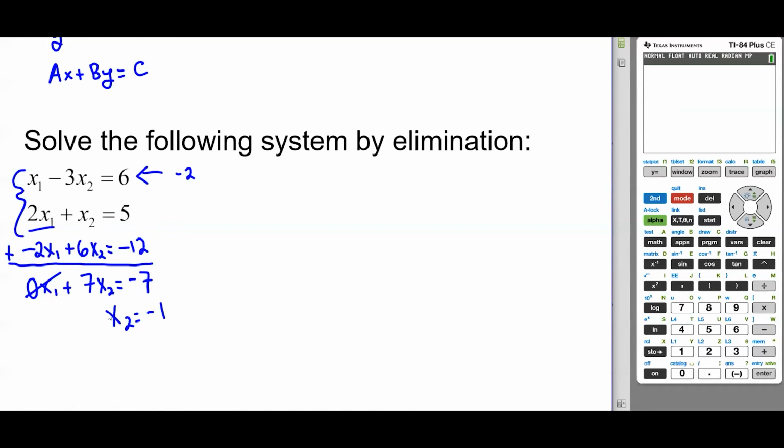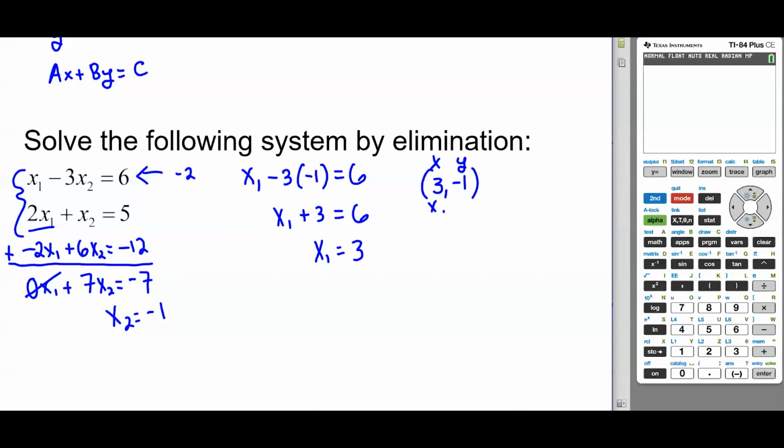And now we substitute. We can pick any of these equations to substitute. I'm going to pick the first equation. So x1 minus 3 times x2 is -1, equals 6. And we're going to solve for x1, so that looks like +3. And subtract 3 from both sides, and we get x1 is equal to 3. So our solution is an ordered pair, x and y, right? Instead of x and y, we have x sub 1, x sub 2.